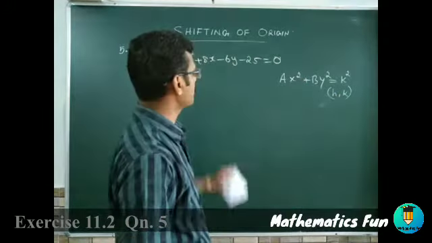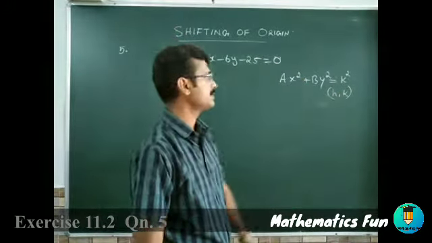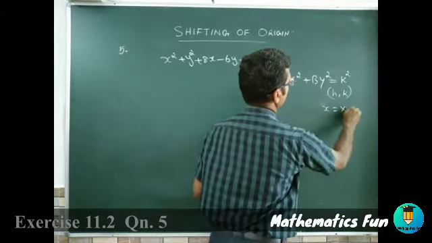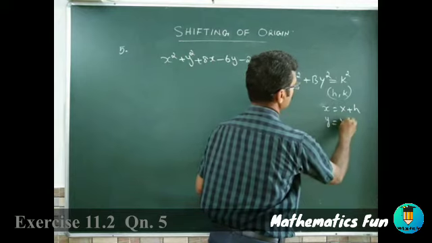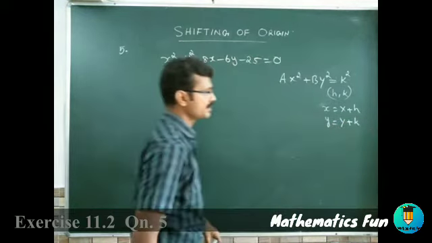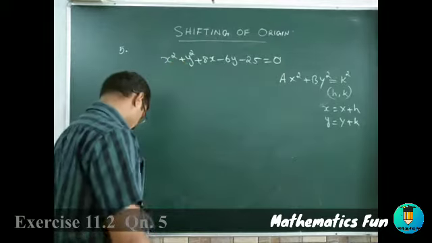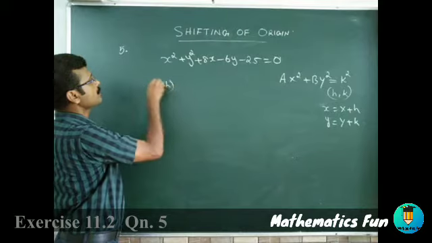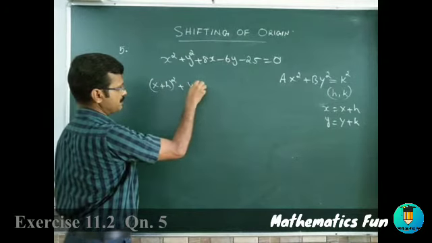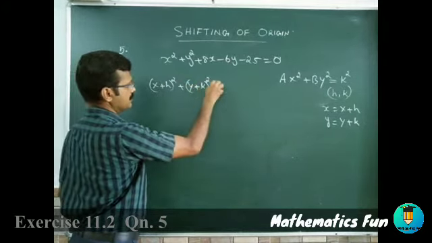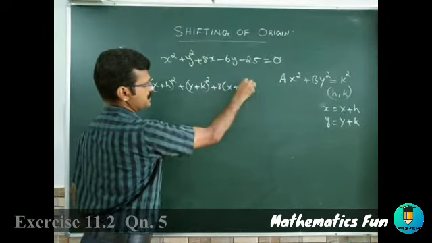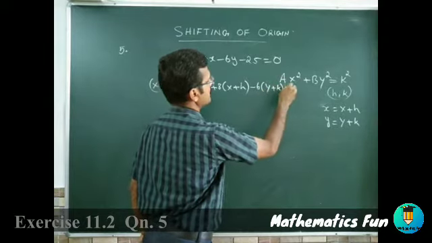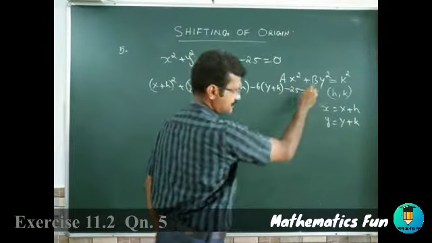Origin is shifted to the point. Let the origin be shifted to the point (h, k). Naturally, small x becomes capital X plus h, and small y is equal to capital Y plus k. We know this. This I will substitute and simplify. So here I am replacing: (X plus h) whole square plus (Y plus k) whole square plus 8 into (X plus h) minus 6 into (Y plus k) minus 25 is equal to 0.